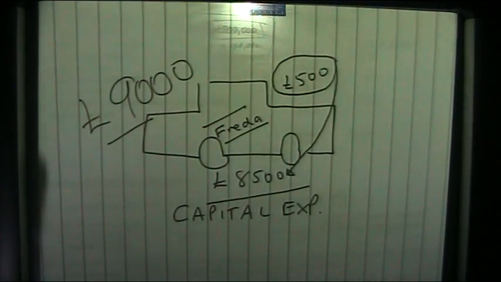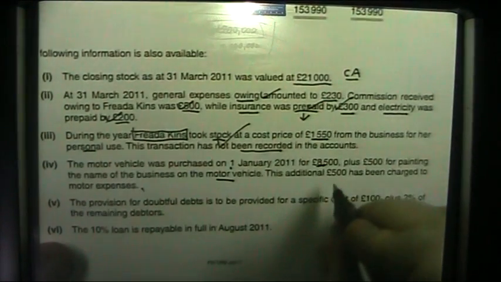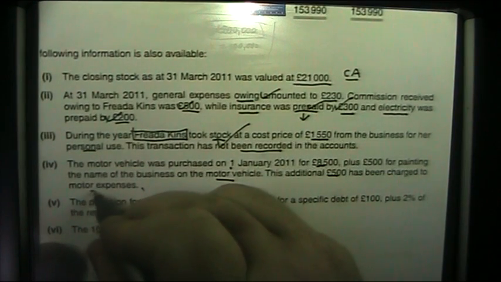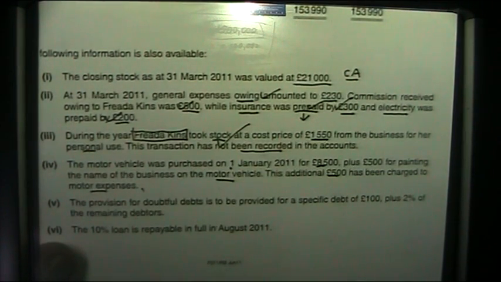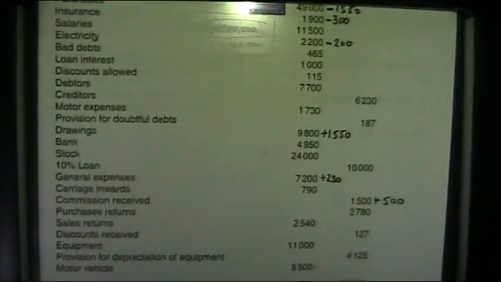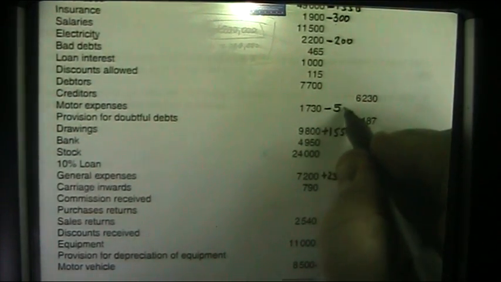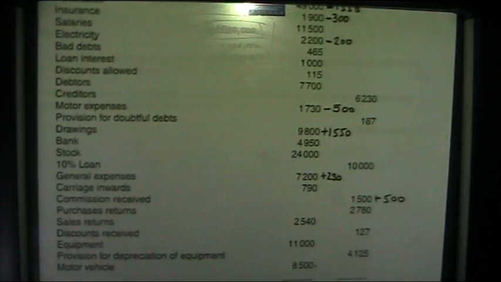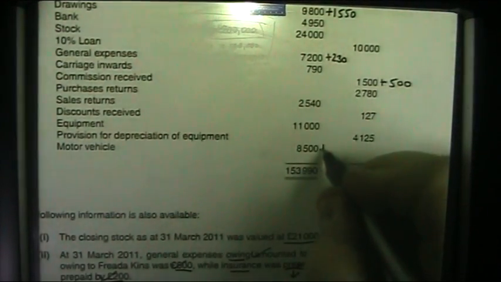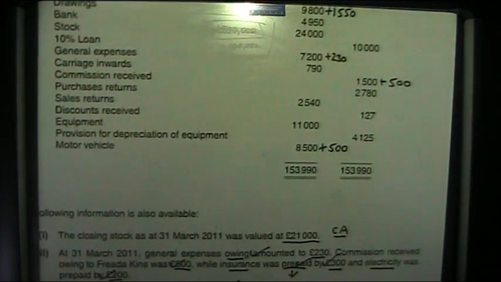Okay, so what do we need to do? Well, that extra $500 has been charged to motor expenses, and that's not right. It needs to come out of there, okay? It needs to go into the vehicle. So let's go up and try and find our motor expenses. There it is there. I want to minus off $500, and I want to add it to my motor vehicle cost. Where is it? There. So I'm going to add 500, okay? And there we go. That's me making sure I've recorded my capital expenditure the right way.